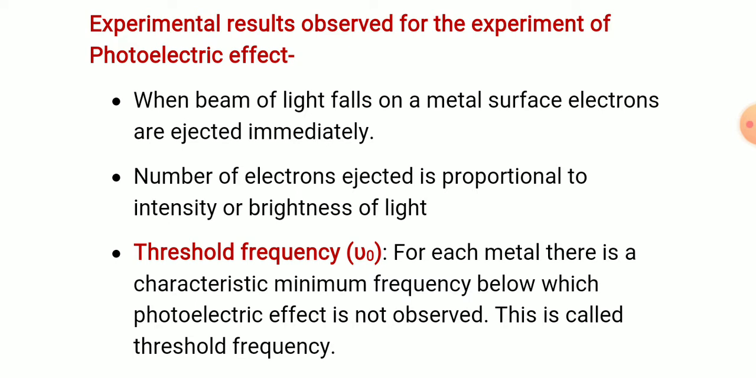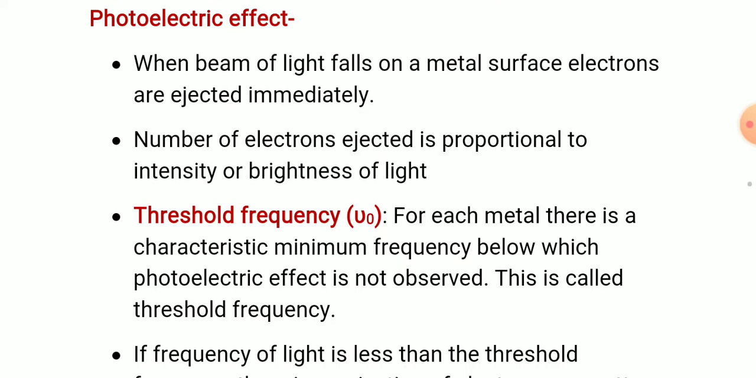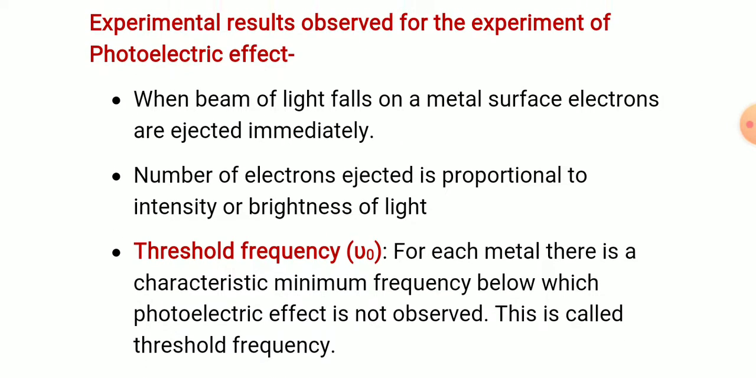So for each metal there is a characteristic minimum frequency below which photoelectric effect is not observed. This is called threshold frequency. That is the minimum frequency of light needed to get the photoelectric effect. If you shine light of frequency below the threshold frequency, you will not get the photoelectric effect; that is, the electrons will not eject from the metal surface.